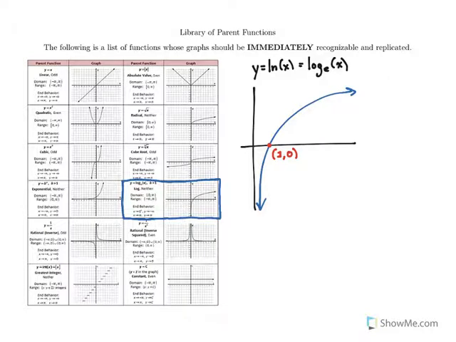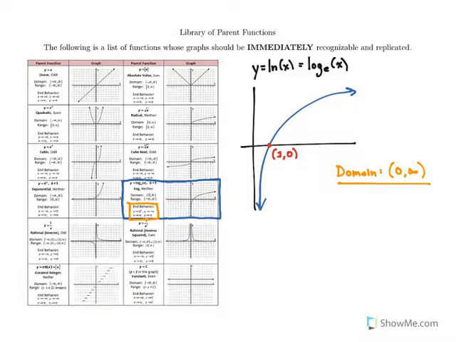Another really important piece of information is the domain of this function is 0 to infinity, not including 0. That's a very important piece of information that is going to be used for the rest of your math careers. Also, in all of these, we have ideas of end behaviors.